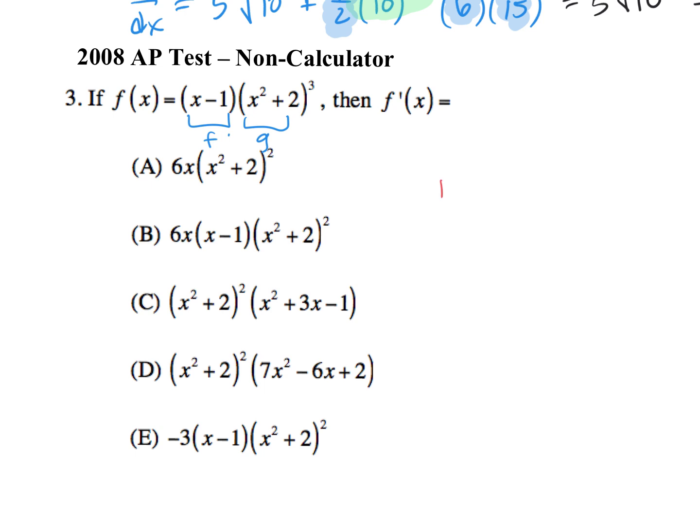1. Agreed. Times G. What was my G? X squared plus 2 cubed. Beautiful. He's saying that's already figured out. We're halfway there, you guys. We need help with the G prime. And on this, do you agree I have an outer and an inner?